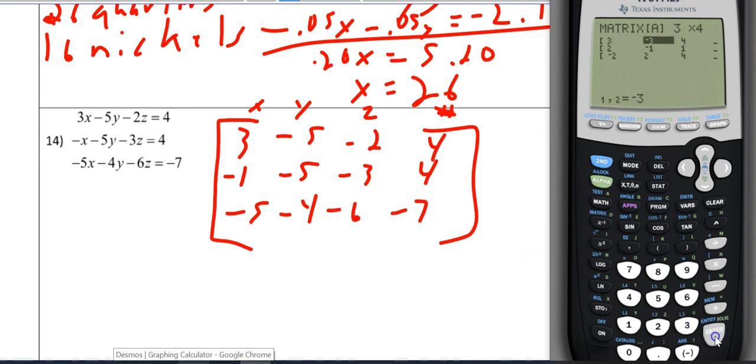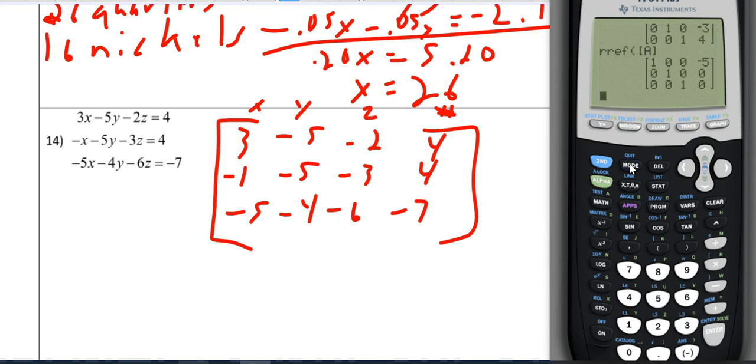So 3, enter, and verify when you're entering them in that they go in right. So -5, -2, and 4. Then -1, -5, -3, and 4. And your last row is -5, -4, -6, and -7. After you have them all in the matrix, remember, you're going to hit quit to get out of it.